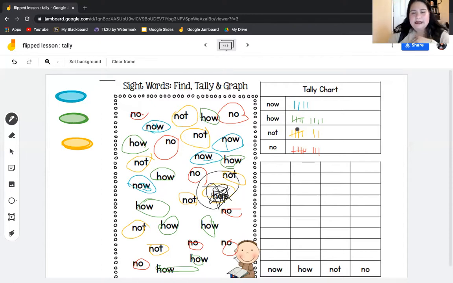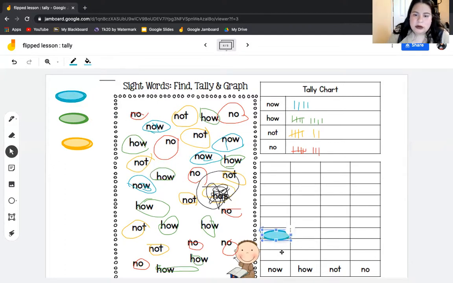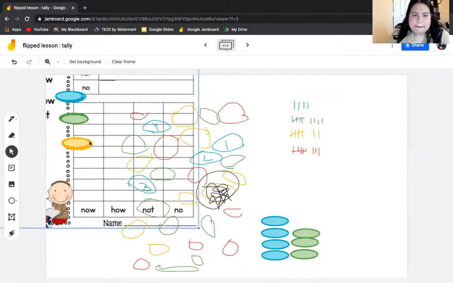So using our tally chart, we are going to fill in our bar graph. So our now sight word has 1, 2, 3, 4. So we would grab our circle and put 1, 2, 3, 4. And our how has 5, 6, 7, 8, 9. So we would put 9 on our bar graph. Oh, okay.